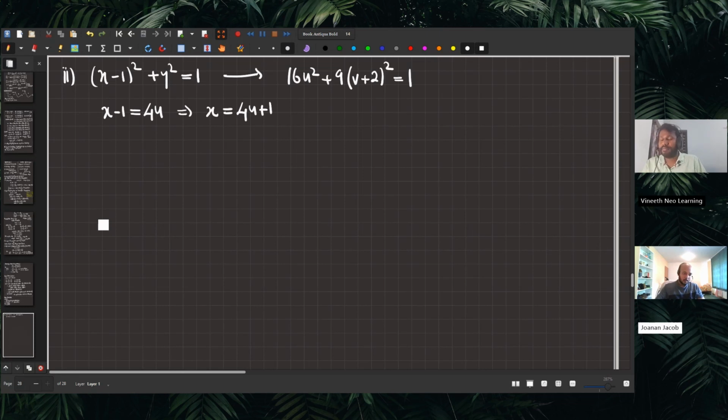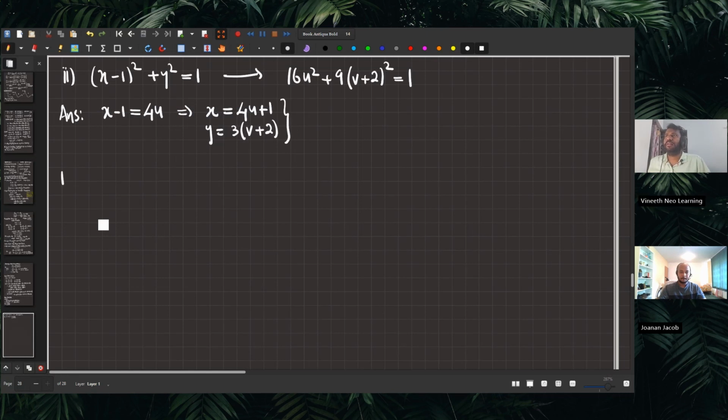Similarly, y squared will be equal to 9(v plus 2) whole squared. Taking the square root, y equals 3 times (v plus 2). So that's it, right? Changing origin and scaling. Okay, these are the affine transformations.